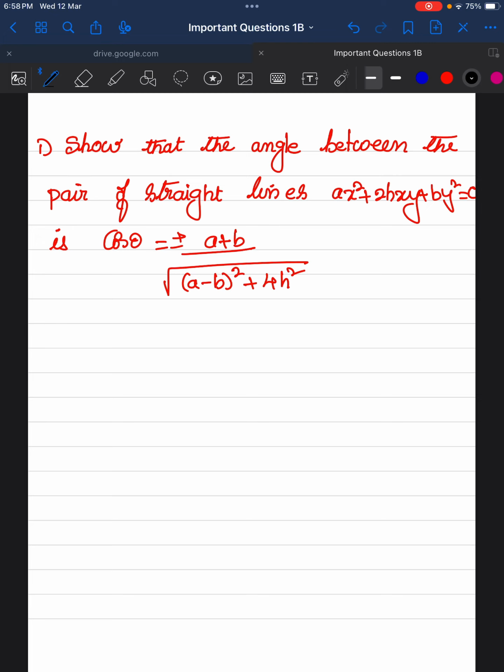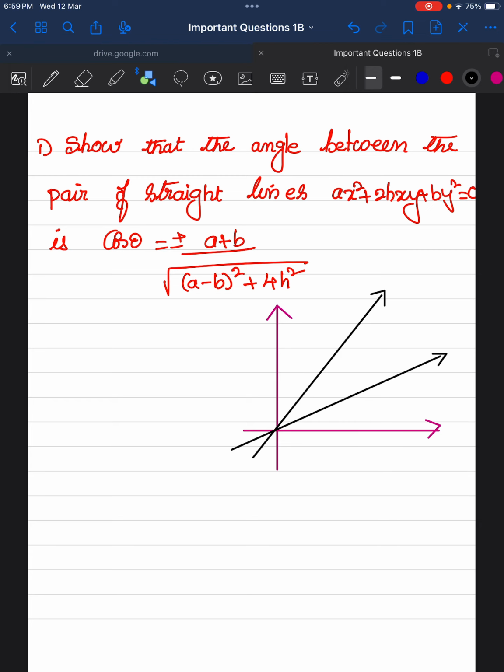So first, for this you need to draw a diagram. Here I am taking two lines, two perpendicular lines. We are calling it as x-axis and y-axis. Now I need to draw a pair of lines. These are the pair of lines I am taking. They are passing through origin. For presentation sake, if you write it like this, it will be very good. So this is x-axis, this is y-axis, and this is origin.